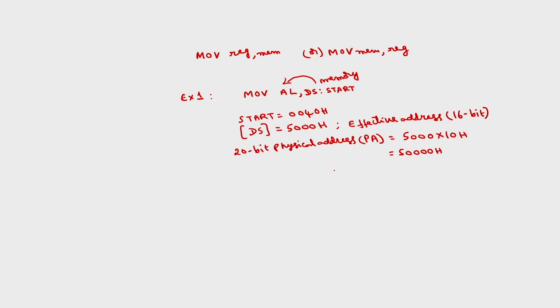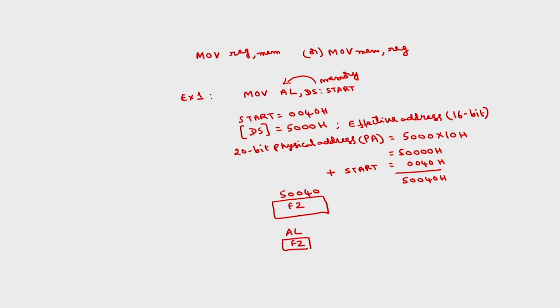So if I add the start value, which is equal to 0040, the total address becomes 50040H. Now, for this instruction, if the contents of 50040H is this 8-bit value F2H, then after the execution of this instruction, AL will be loaded with F2H.